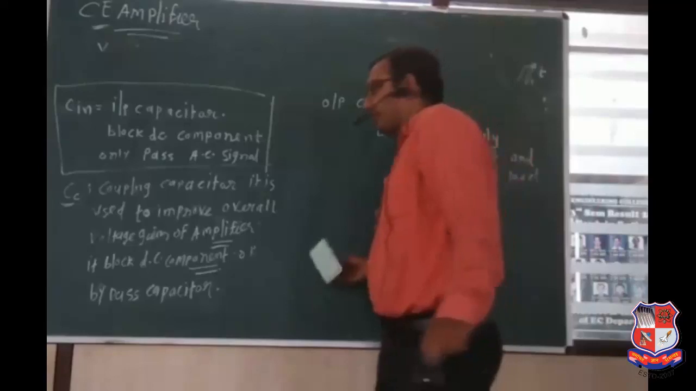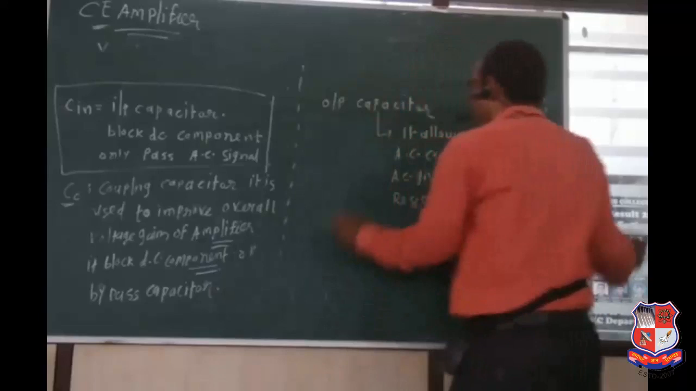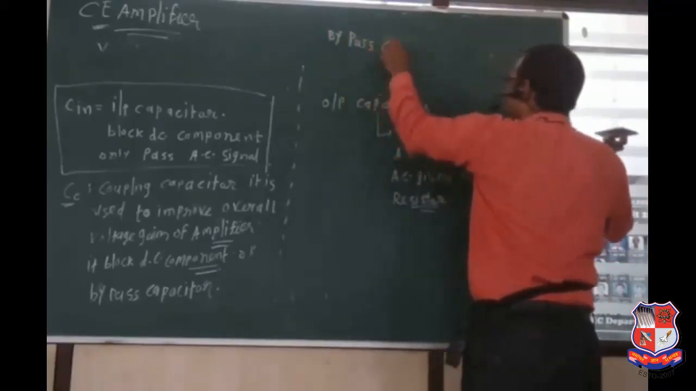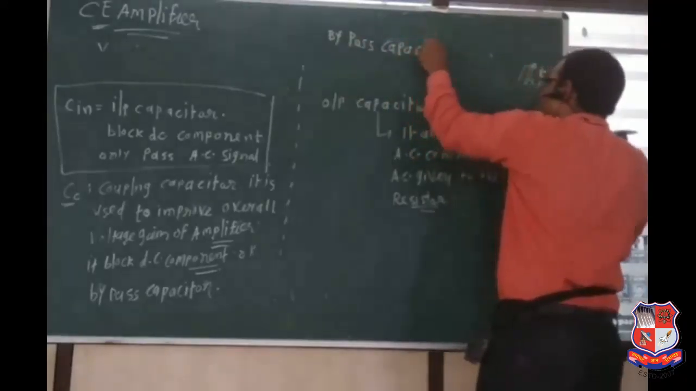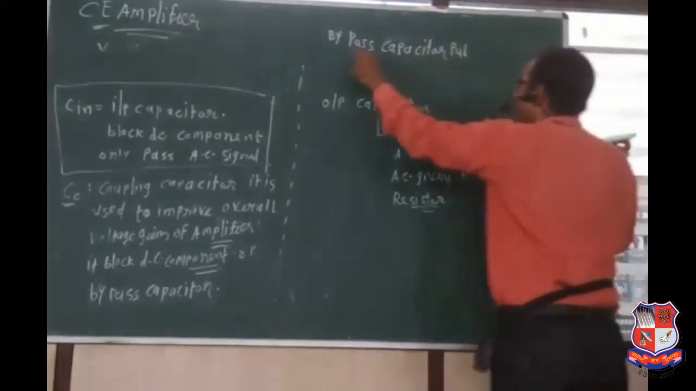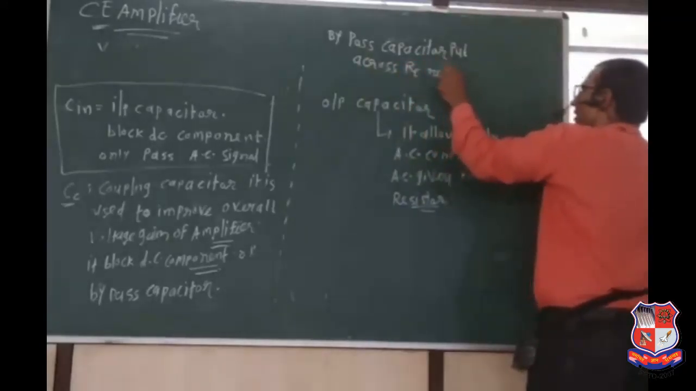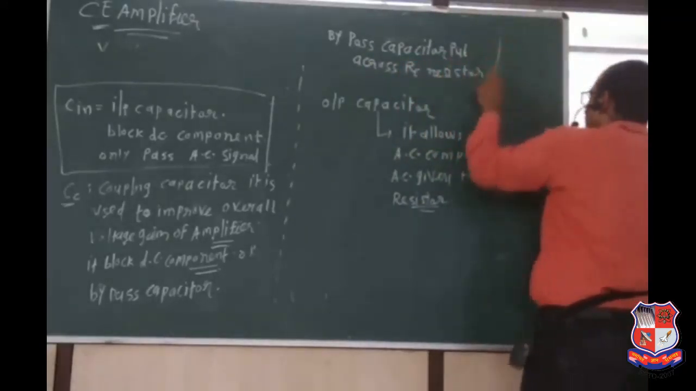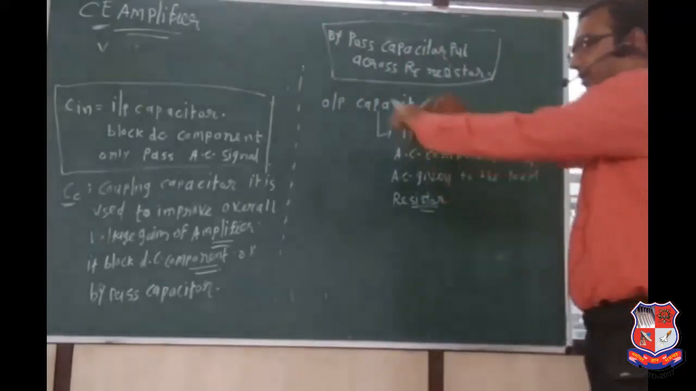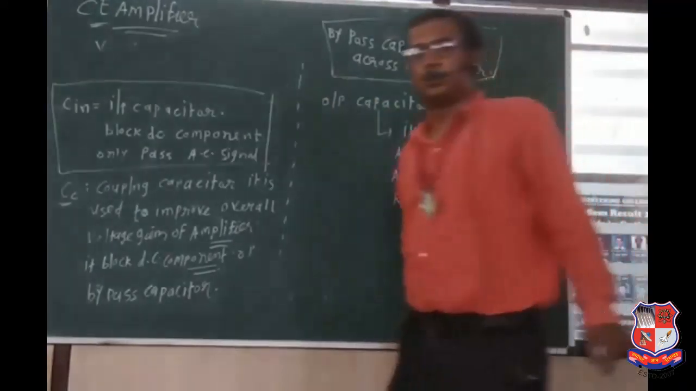It is known as the input capacitor. It is known as the bypass capacitor. The bypass capacitor is put across the RE resistor. Write down this statement very carefully: the bypass capacitor is put across the RE resistor. This is the most important statement, and this is the role of the entire capacitor: input capacitor, bypass capacitor, output capacitor.